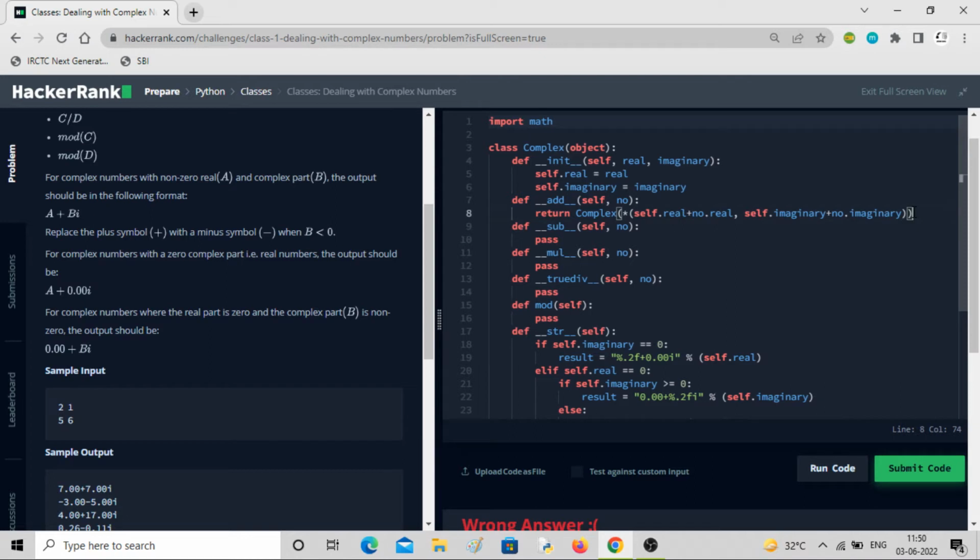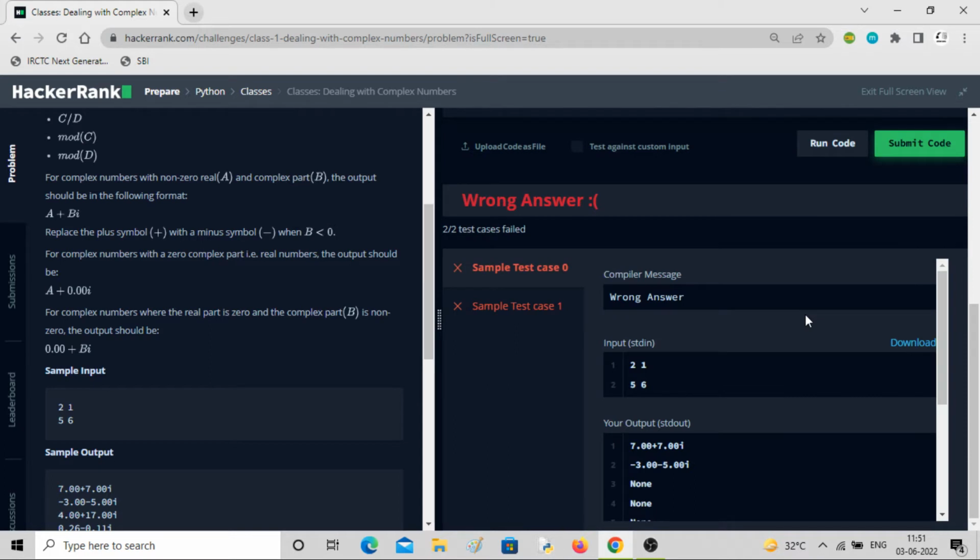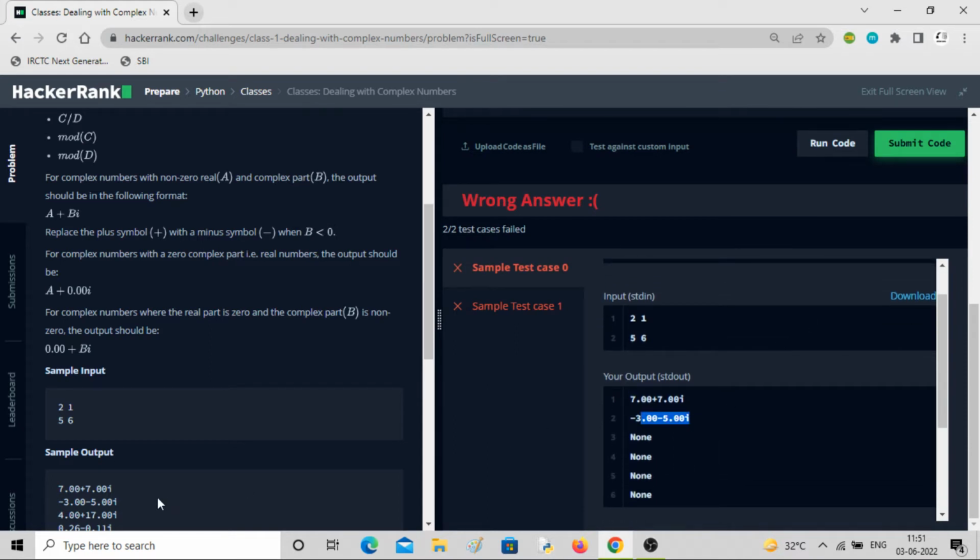The same thing I'll do with sub. Let's copy this, Control C, Control V, but this time we'll subtract. Real will get subtracted from real, imaginary will get subtracted from imaginary. Self dot real minus number dot real, self dot imaginary minus number dot imaginary. So this will give the subtraction. Here you can see we are getting the subtraction, same as 7 7 minus minus.